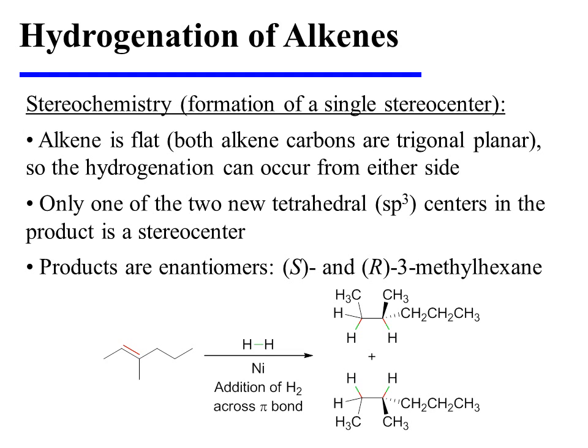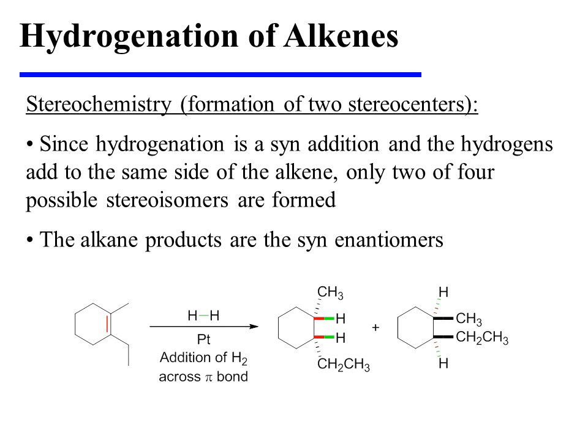In this specific example, a single stereocenter will be formed as a result of the reduction. The alkene substrate is flat. In other words, both alkene carbons are trigonal planar in geometry, and so the hydrogenation can occur from either side. However, only one of the two new tetrahedral, or sp3 hybridized, centers is a stereocenter, and that is reinforced by drawing only that stereocenter using wedges and dashes. The products are the enantiomers R and S 3-methylhexane.